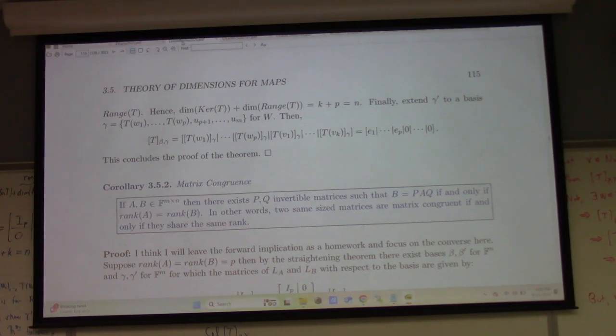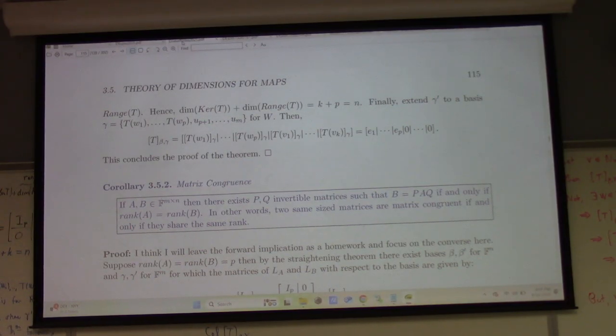So, let's put this all together. If you have A and B, m by n matrices, and there exist P and Q invertible matrices such that B equals PAQ, then these two matrices are said to be congruent. In 221, we might have called them row equivalent, in that there's a way to get from one to the other by row operations. But anyway, two same-size matrices are matrix congruent if and only if they share the same rank.